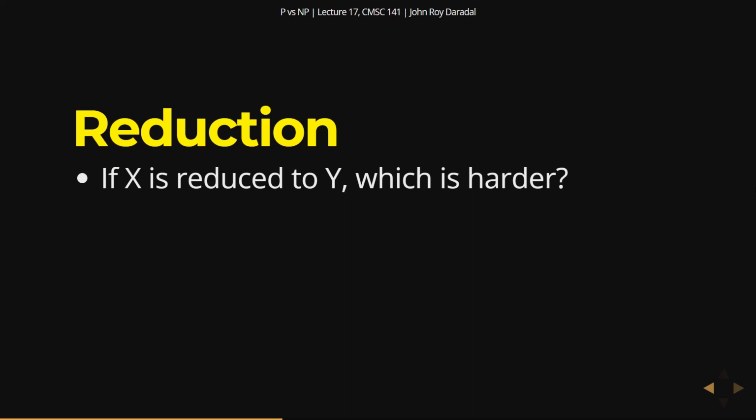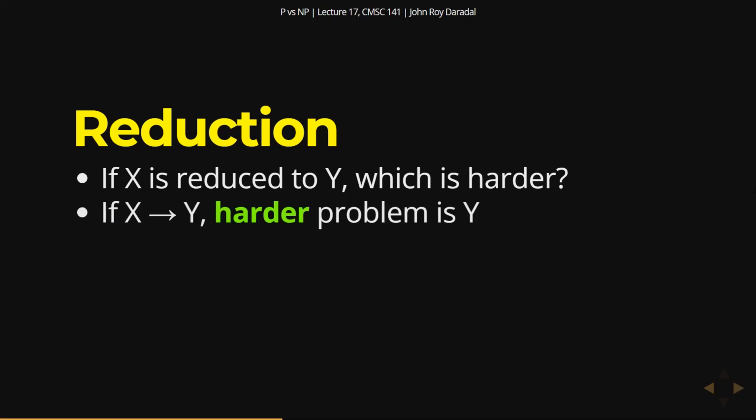So let's answer this one. If problem X is reduced to problem Y, which problem is harder? Is X harder or is Y harder? So try to think about that one first. Which one do you think is harder? Problem X or problem Y? Well, if you can reduce problem X to problem Y, the harder problem is problem Y.